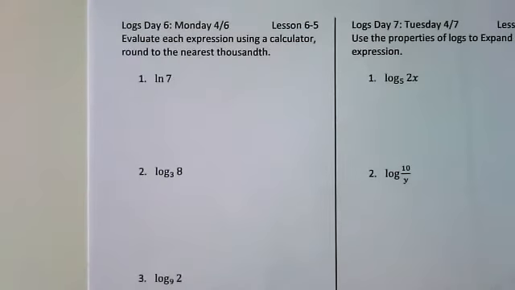Hey everyone, this is the solution video for logs day 6, our homework from Monday. For this section, you were supposed to be evaluating each expression using a calculator and then rounding to the nearest thousandth. And remember, thousandth is 3 decimal places. So this is mostly using your calculator and using that change of base formula.